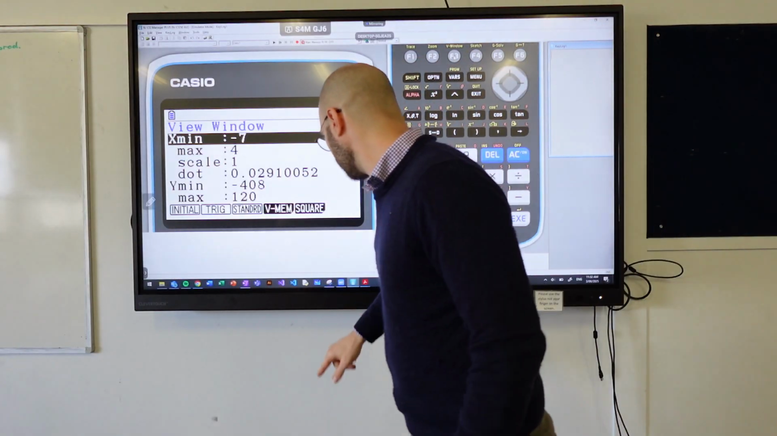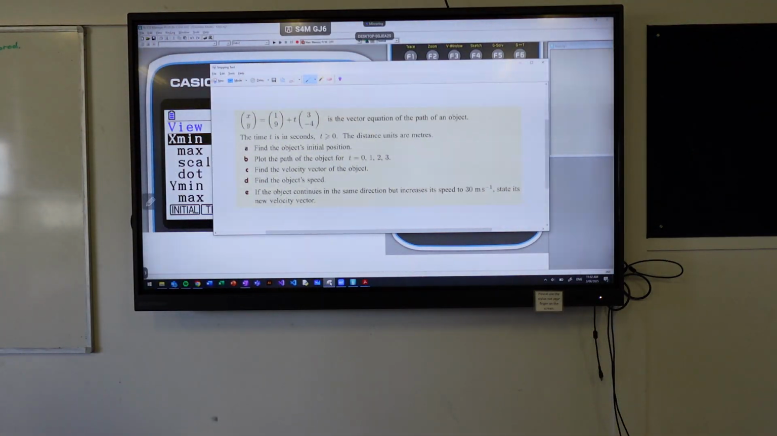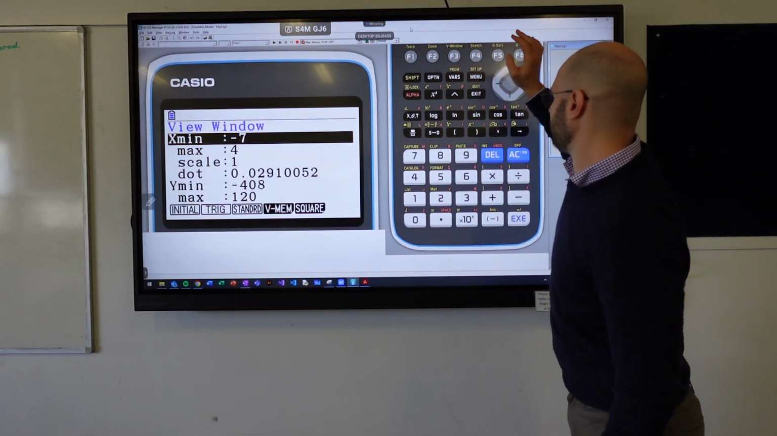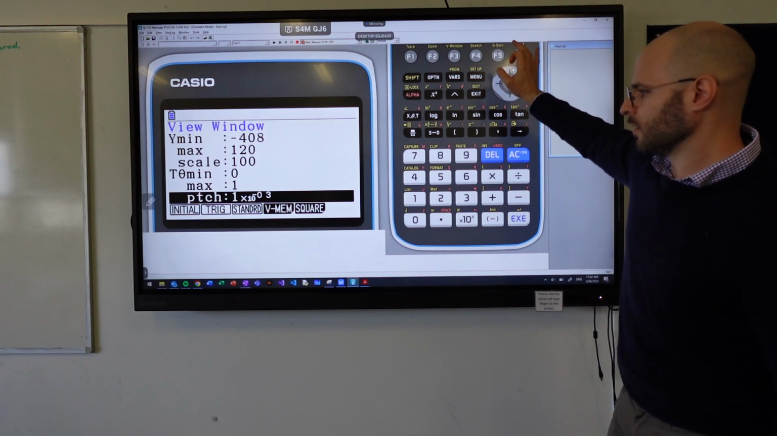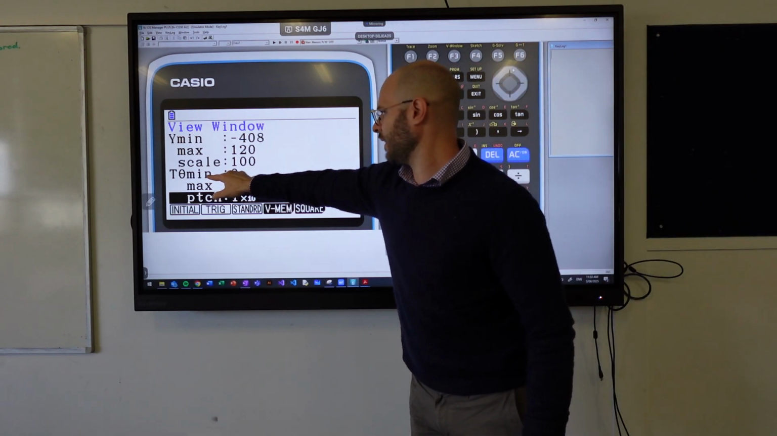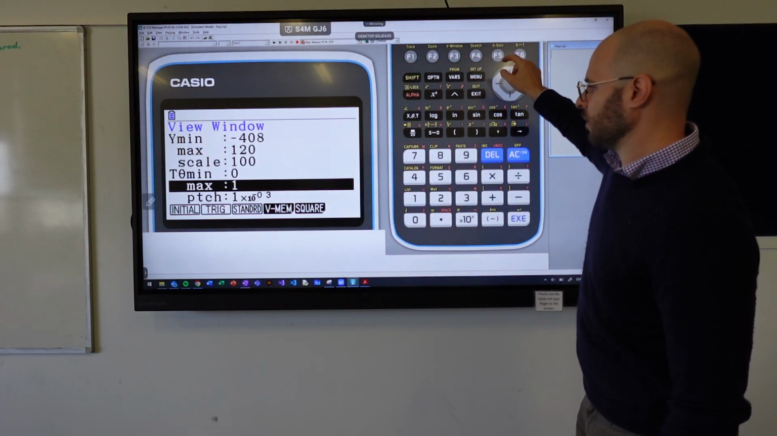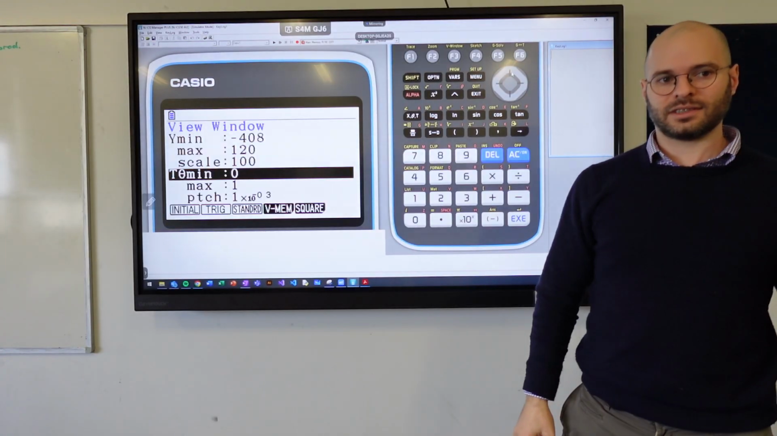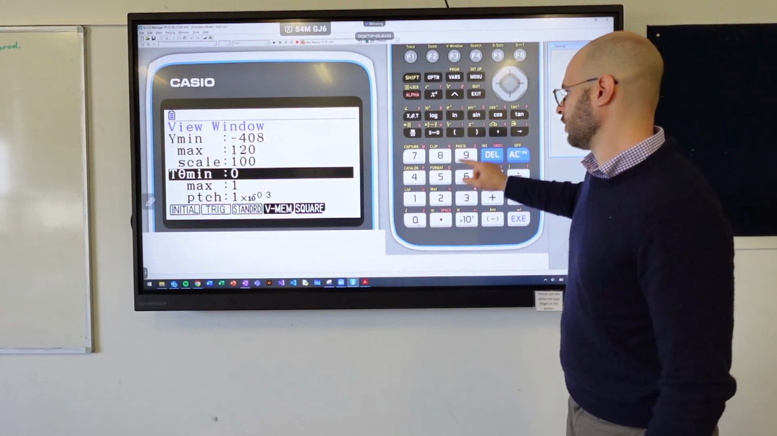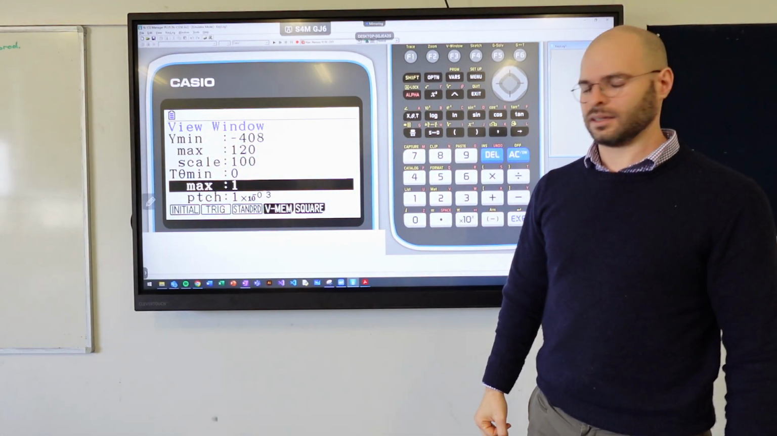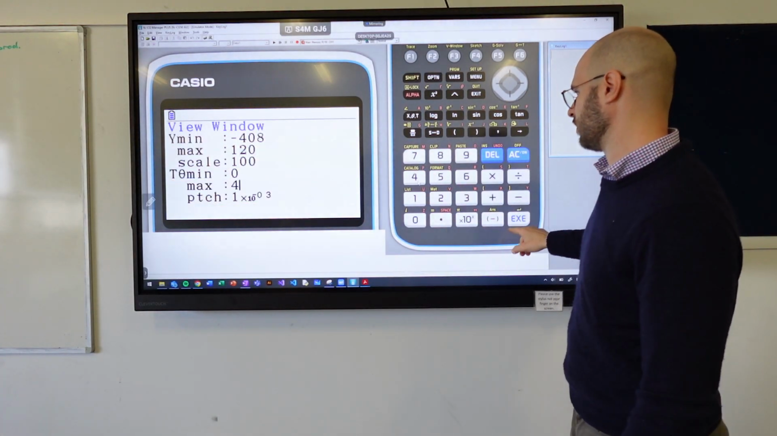Now, the context of the question is that T stands for time and time starts at 0. So what we need to do is go down to the very bottom and we're dealing with T, theta min, max and pitch. Firstly, what is the smallest value of T we're interested in? 0. What do you think our largest value of T we're interested in will be? 3. So let's just go 4.